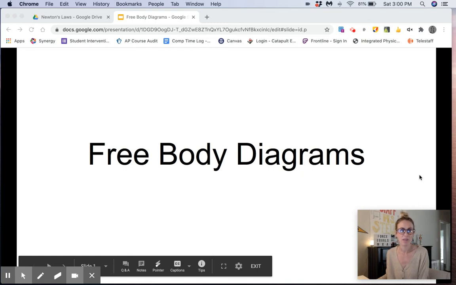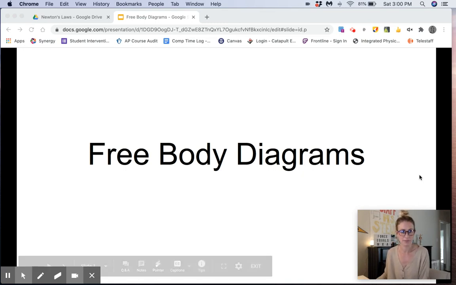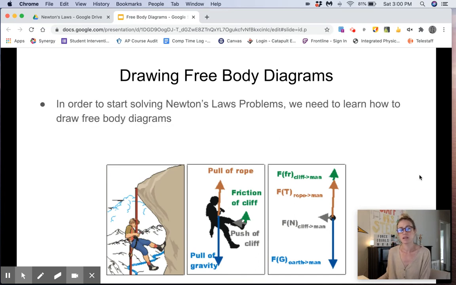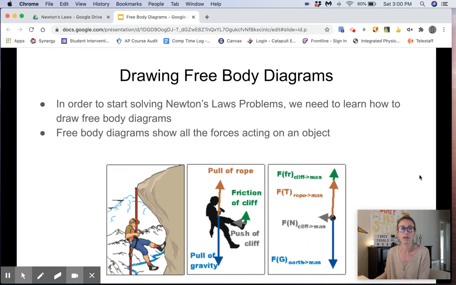Okay, so let's talk about drawing free body diagrams. Free body diagrams are something that we draw when we do Newton's second law problems. So we need to learn how to do these before we start doing the more complicated problems. Now, all they are is they just show the forces that are acting on an object.